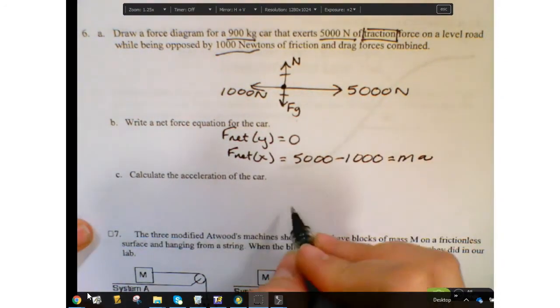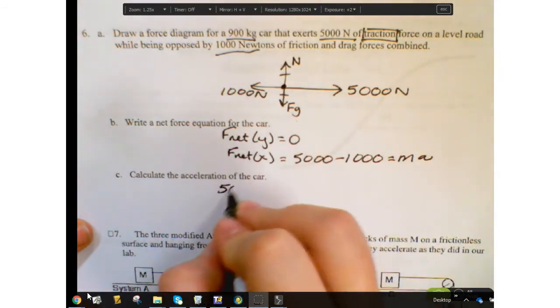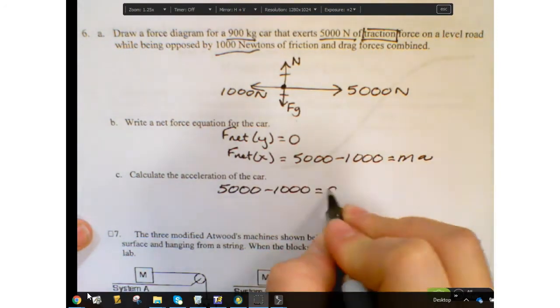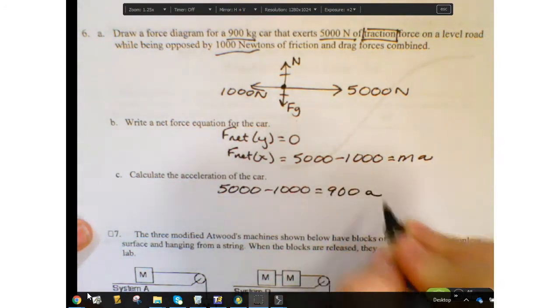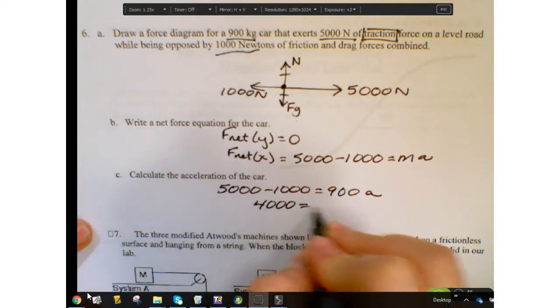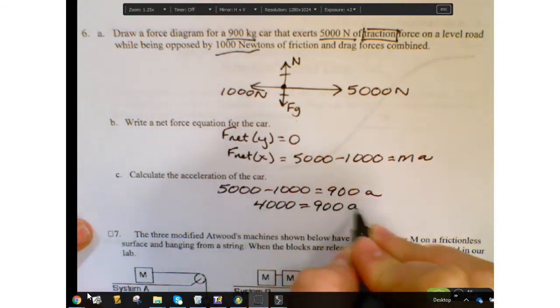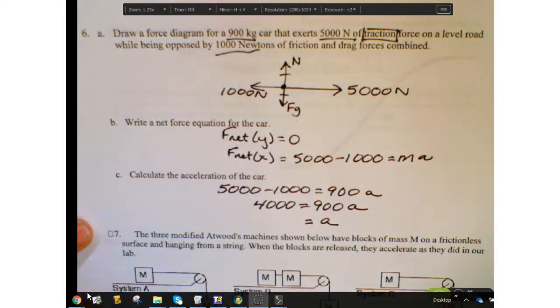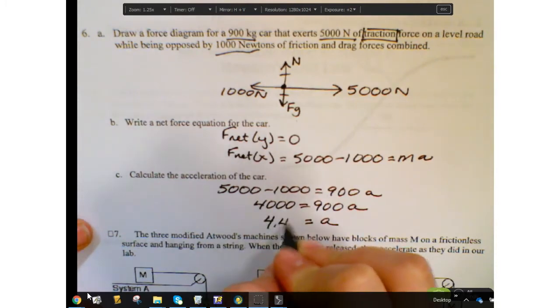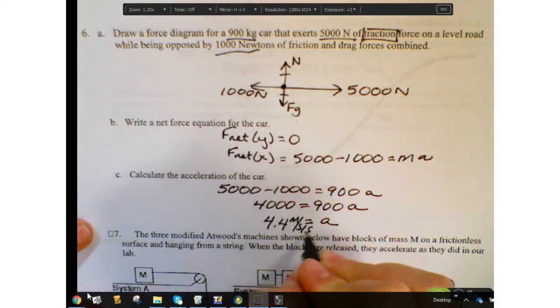Now it says calculate the acceleration of the car. We know we're accelerating in the horizontal direction. So I just need to do 4,000 equals 900 times the acceleration. So my acceleration is going to be 4,000 divided by 900, and I get 4.4 meters per second squared.